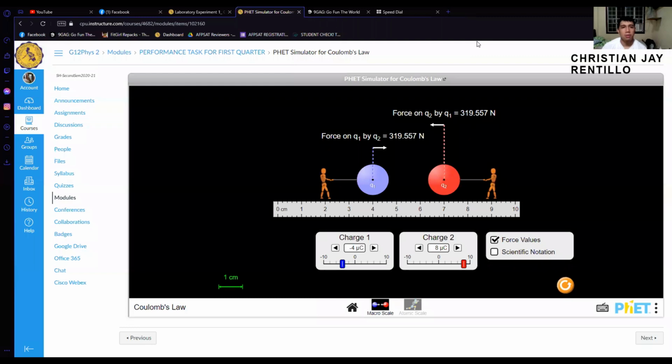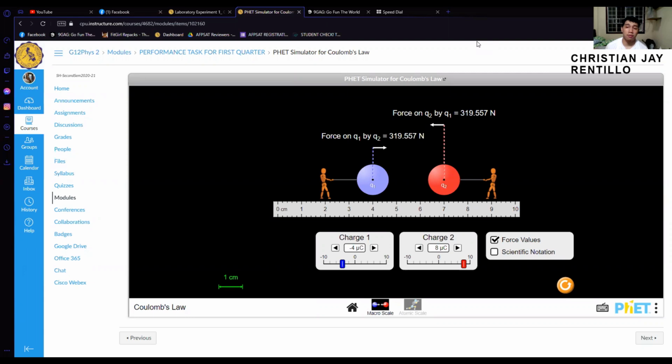Hello, my name is Christian Gerentillo and this is Laboratory Experiment 1 for Coulomb's Law. Now, I'm the one who made the values for our table and I will be using the PhET Simulator to get those values. Now, for table A, the distances will remain constant from numbers 1 to 5, while our nanocoulombs or charges of Q1 and Q2 will differ from numbers 1 to 5.